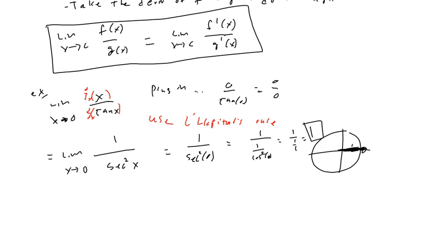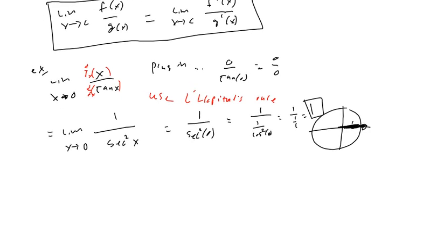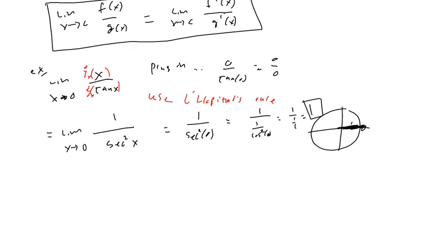So this limit, as x approaches 0, of x over tangent x is equal to 1. Because you find the derivative of the top, the derivative of the bottom, and you figure those out. Is that okay, everyone? Everyone got that sort of process here?